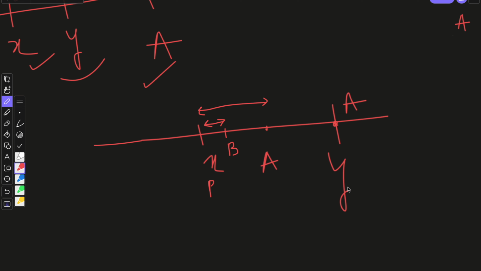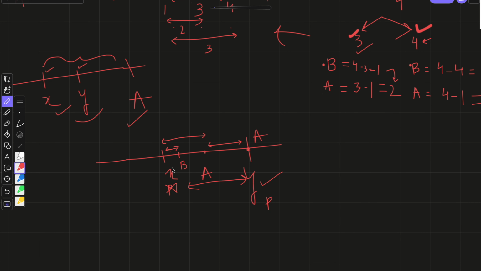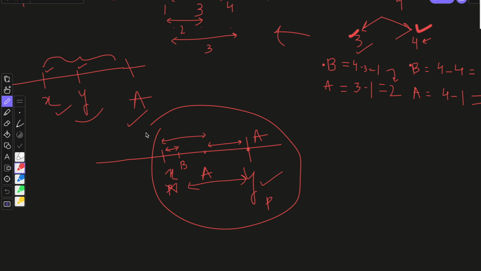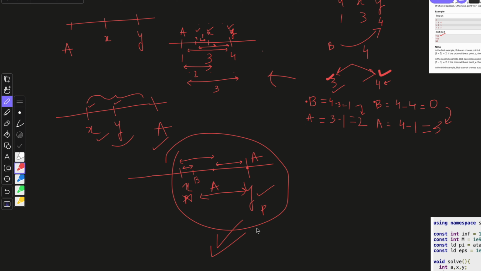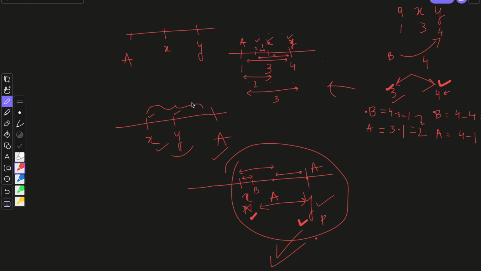But in case y is the price position, it's not x, then Bob's position is going to be greater than Alice's position, right? So only in this case Bob is going to lose, either if the price falls at x or price falls at y. Let's take an example for all the cases.